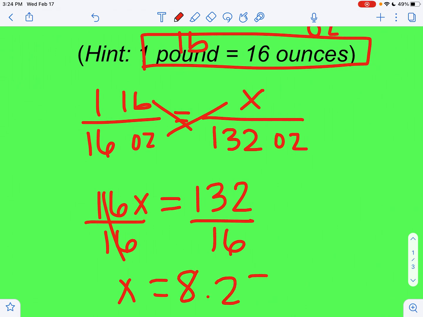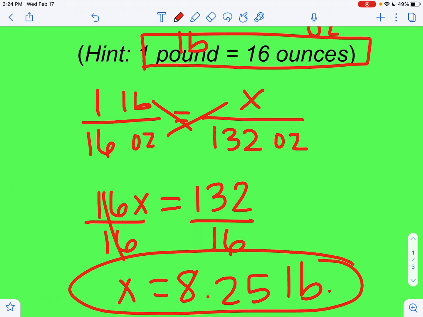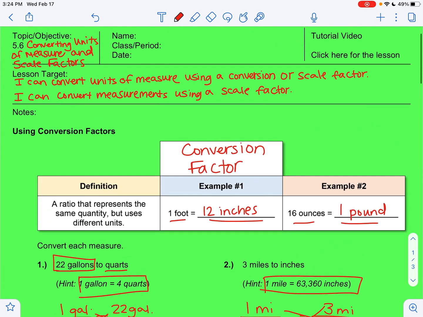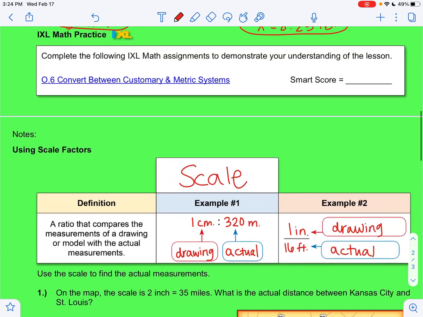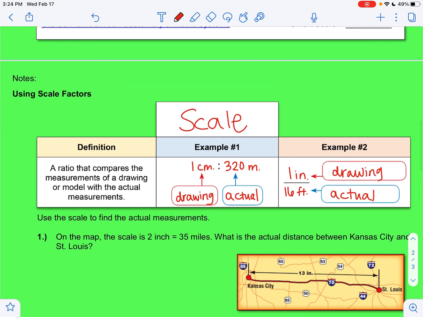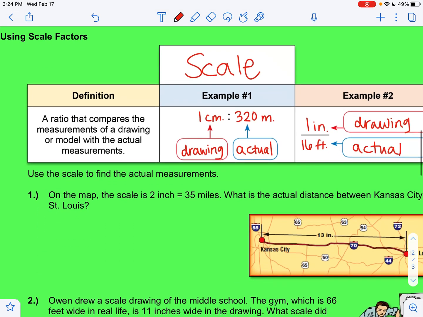132 divided by 16 is 8.25 pounds, or LB. Awesome, so that is our lesson on 5.6. Now we're going to go down to 5.7, which is pretty much the exact same thing we were just doing. We're setting up ratios and then using cross multiplication to solve them.